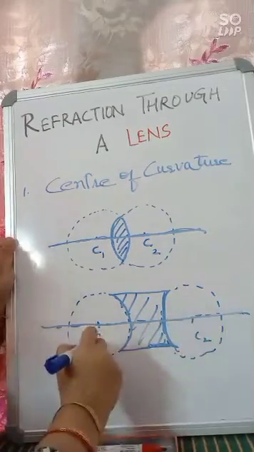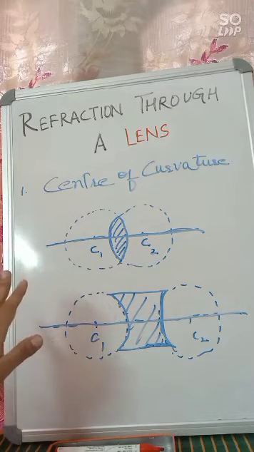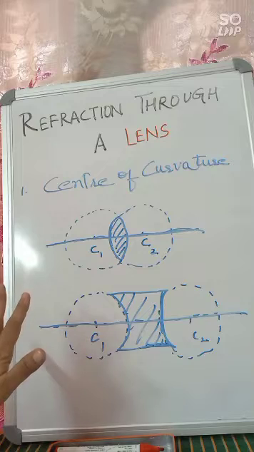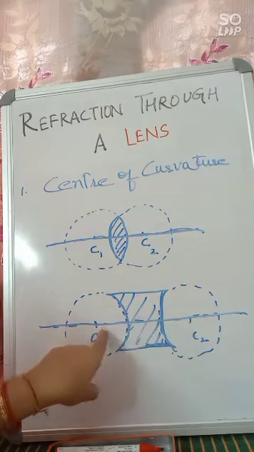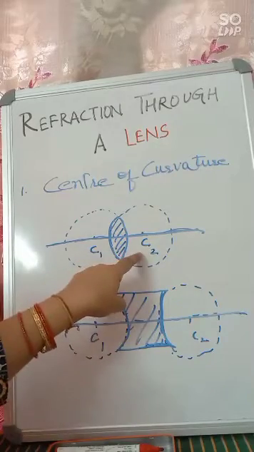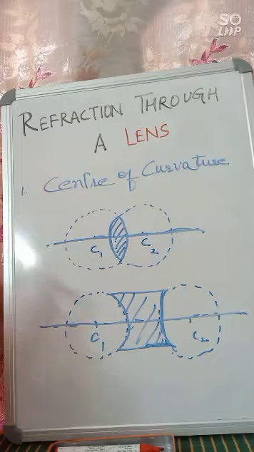So this is your center of curvature. As I told you, two centers of curvature are there. But what about the principal axis? It is a line joining the centers of curvature of the two surfaces of the lens. This line joining these centers of curvature will be termed as the principal axis, right?